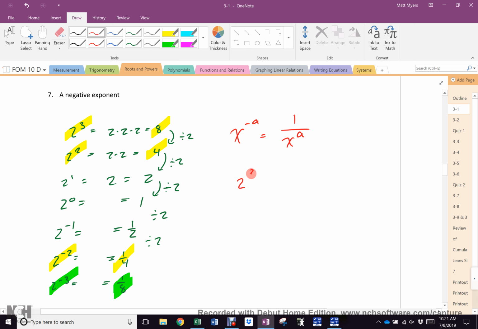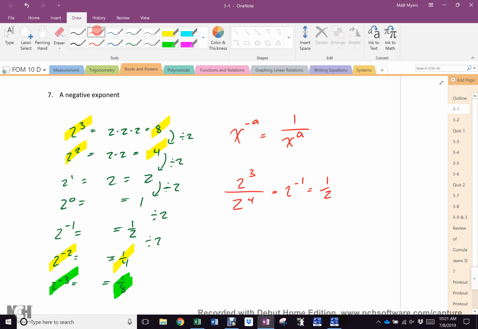If I have 2 cubed divided by 2 to the 4th, do they have the same base? Yes. So what can I do with the exponents when I'm dividing? I can subtract. What is 3 minus 4? 2 to the negative 1, which is 1/2, correct? Just like we learned in this chart.